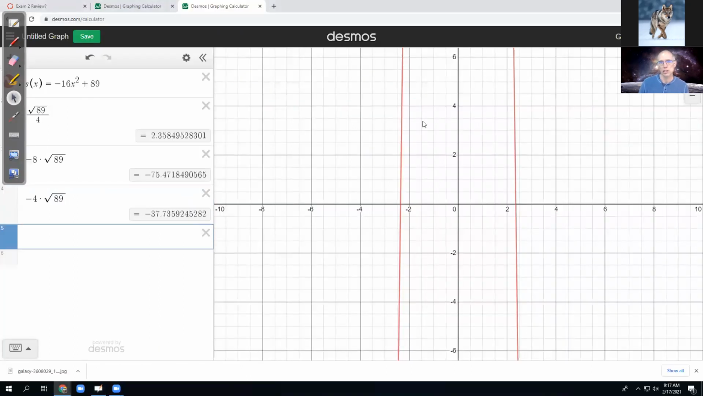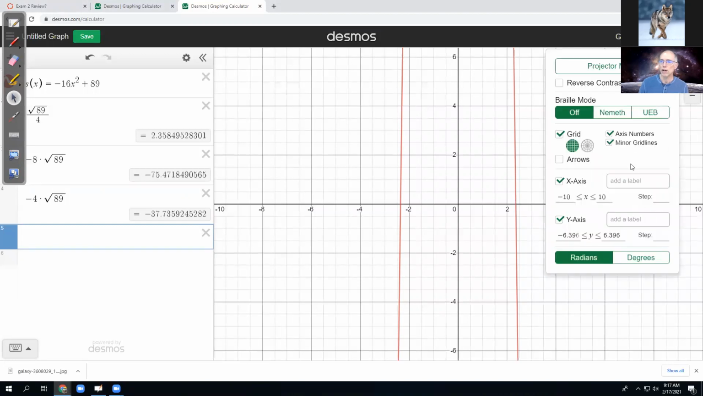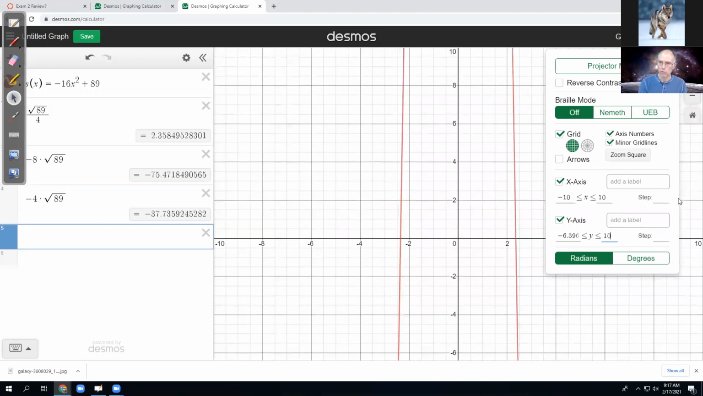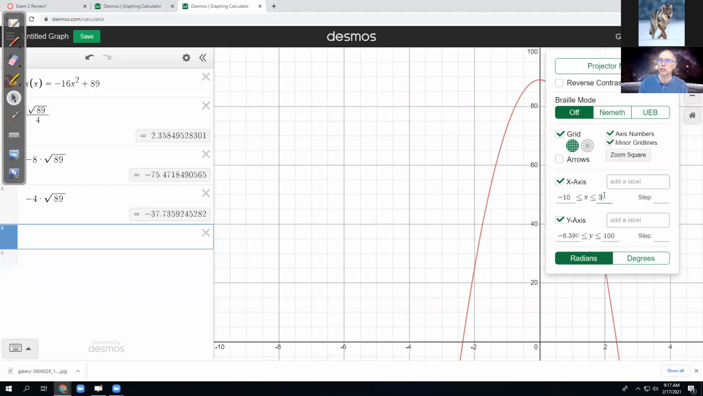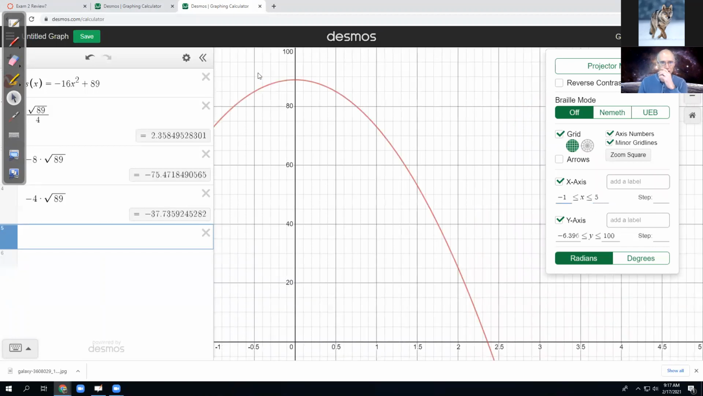So let's check to see if that's really the case by looking at the graph more carefully. I just need to look up higher here so I can see that 89. So let's go up to 100. And then we don't really need to go up to 10. Let's go up to 5 maybe, and start at -1 perhaps. All right, so there's our graph right there.